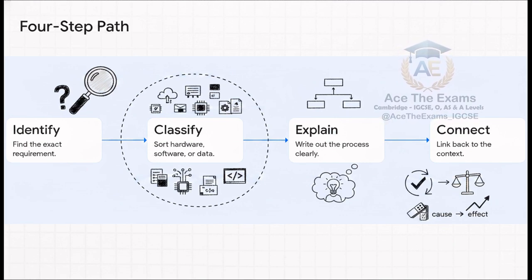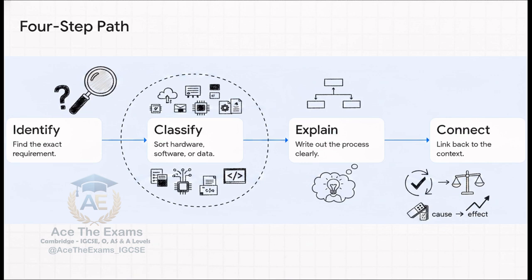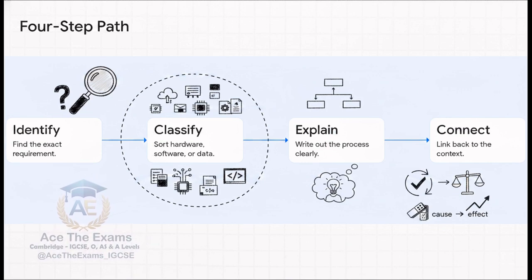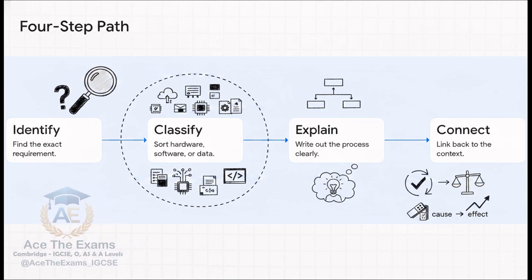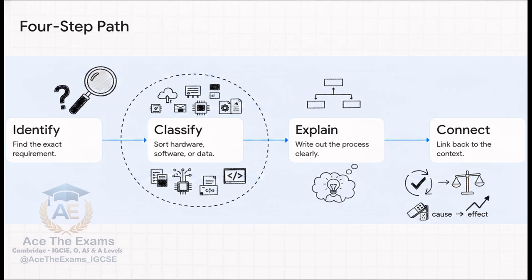Third, explain how the process works in a clear, logical sequence that literally anyone could follow. And fourth, and this is a big one, you absolutely must connect your explanation back to the context. Always check the question one last time. Are they looking for causes, effects, advantages, or maybe an evaluation?